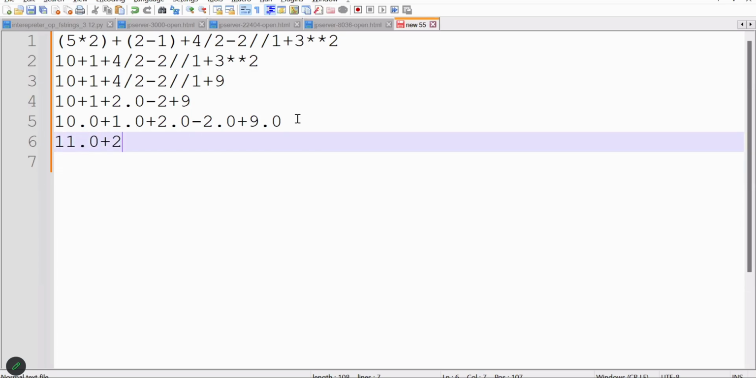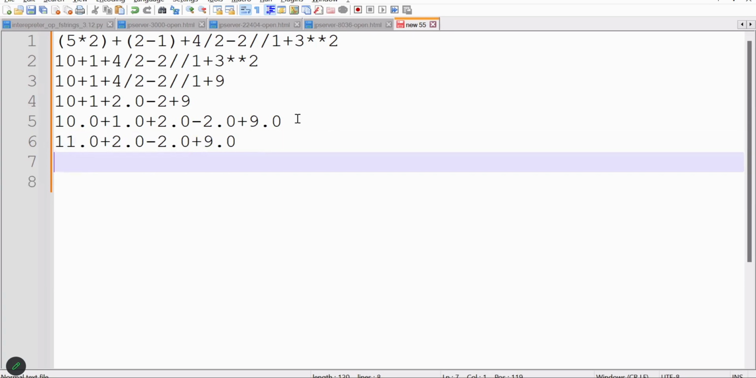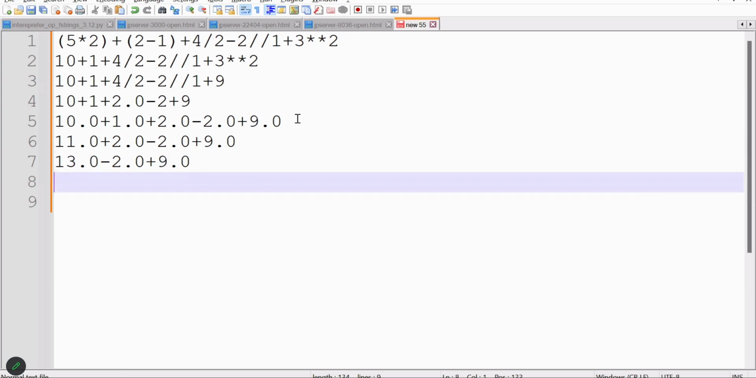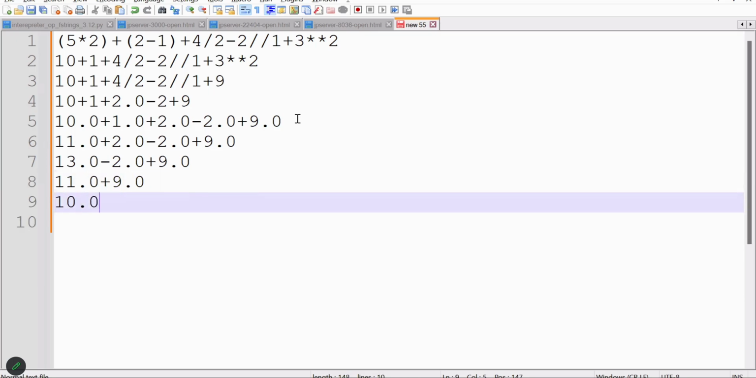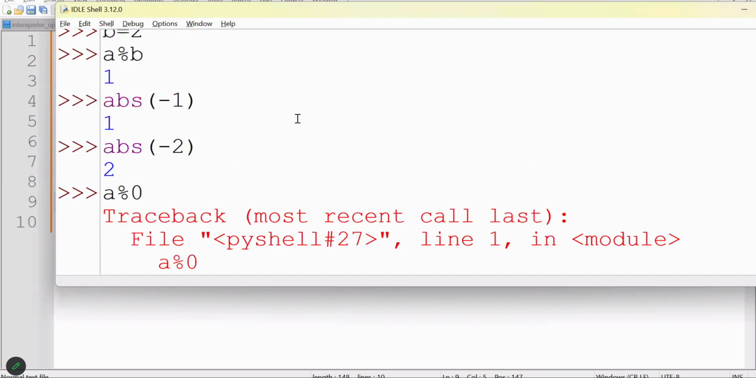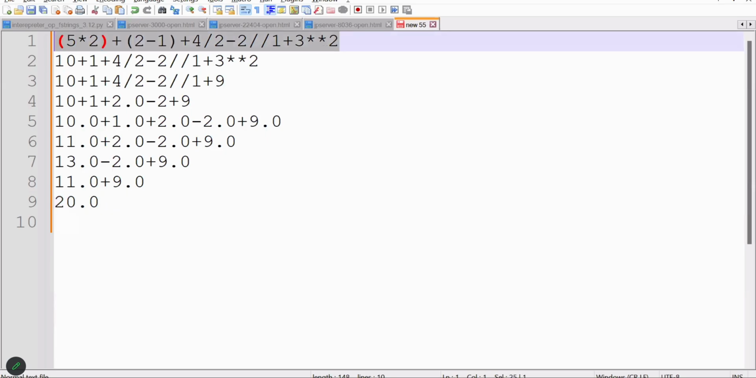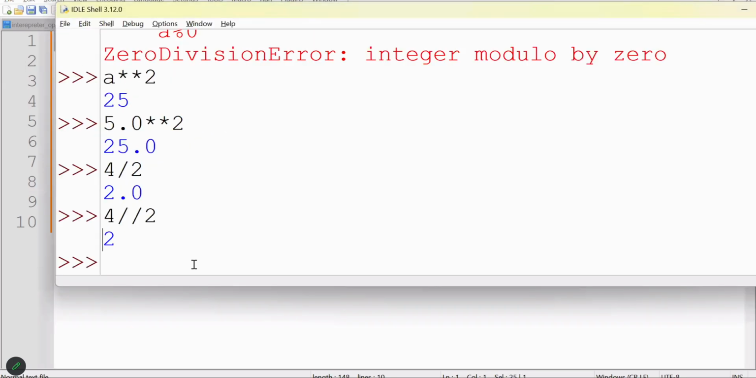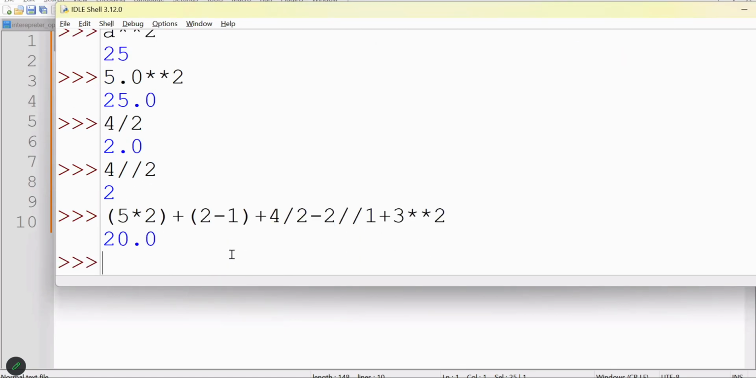So in that case, 11.0 plus 2.0 is 13.0, minus 2.0, plus 9.0. If I'm going from left to right, it should be like this. So 20.0, I'm expecting this should be the output. Everything from left to right. So this should be our final output.